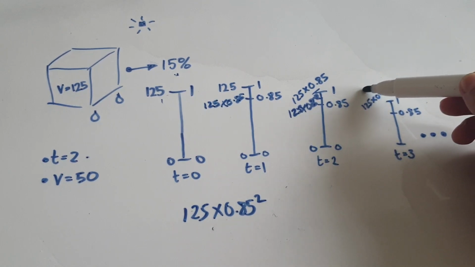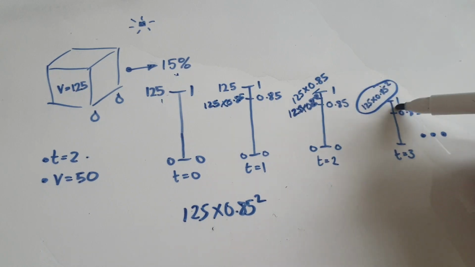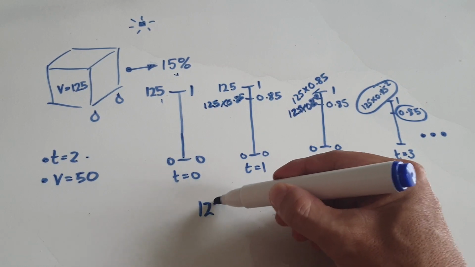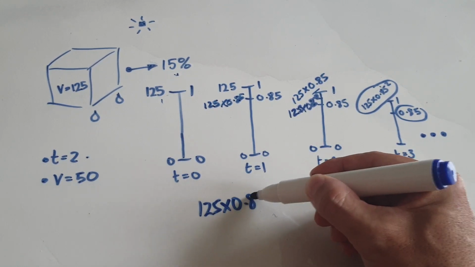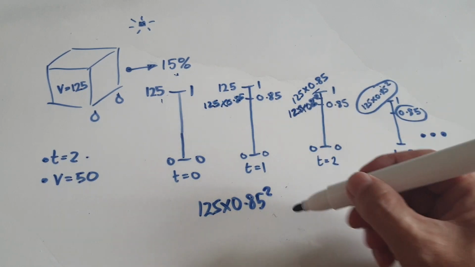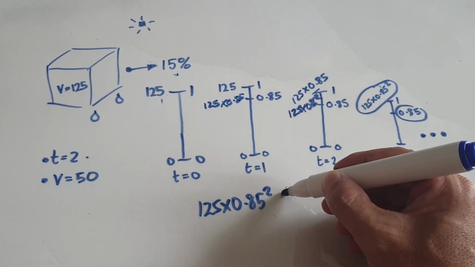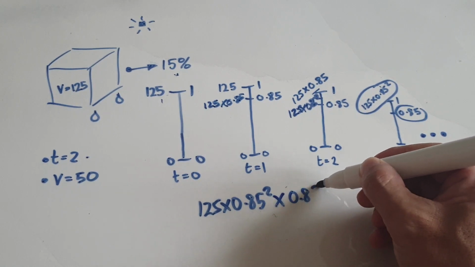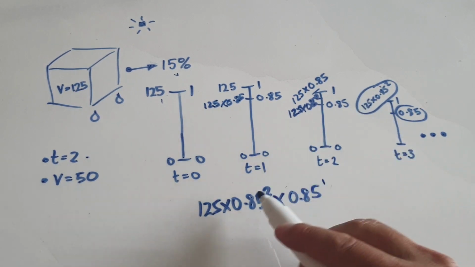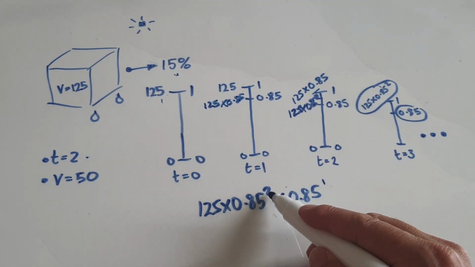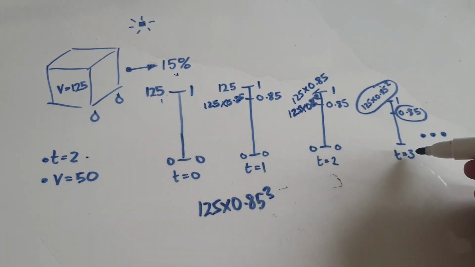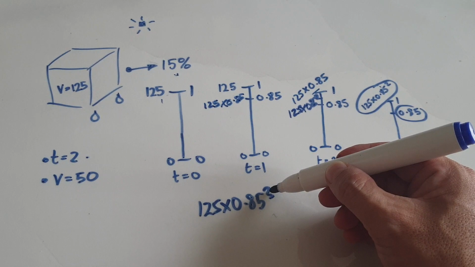So you would have to get this thing times this thing. Originally it would be 125 times 0.85 squared. That's the original, and then you're going to lose another 15%, so that would be times 0.85. Now squared, and then this is like to the power of 1. So you can merge these two together, and that would be to the power of 3. I hope you can see the pattern here. When this is 3, this will be to the power of 3.